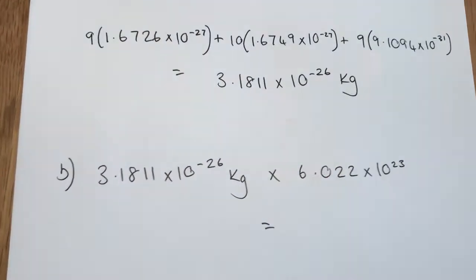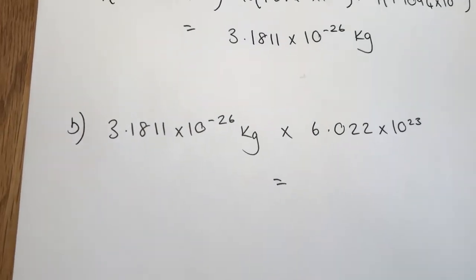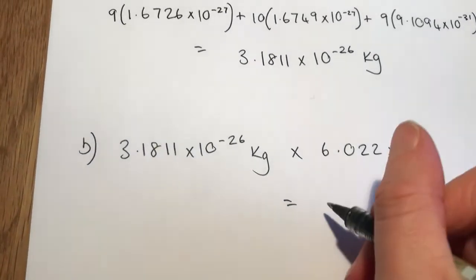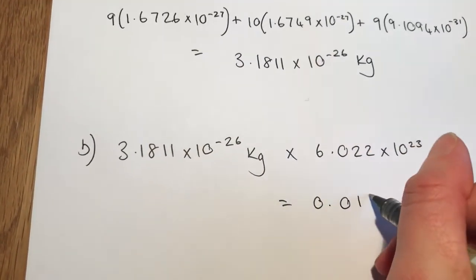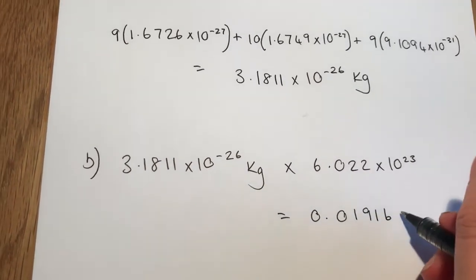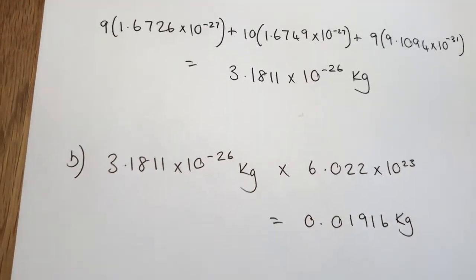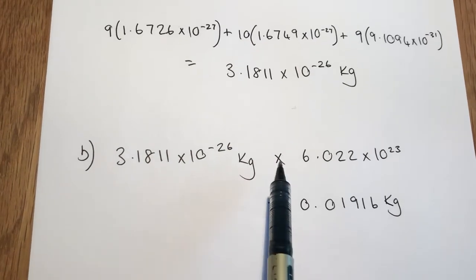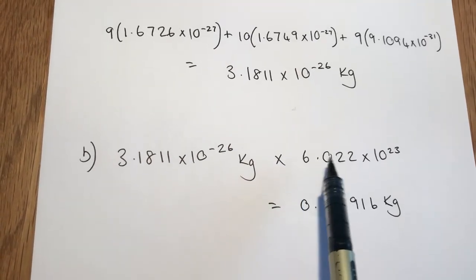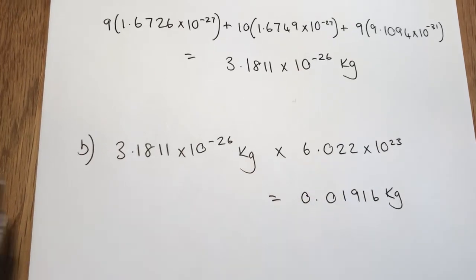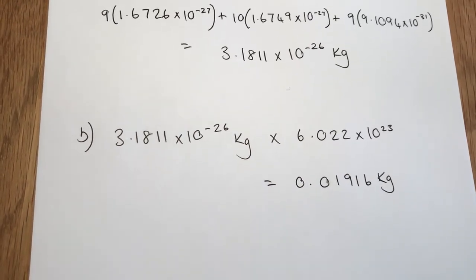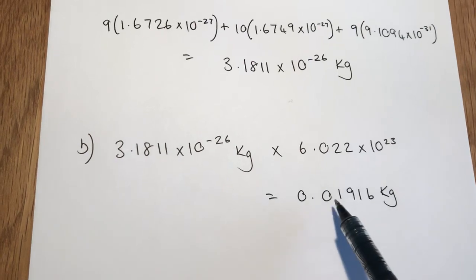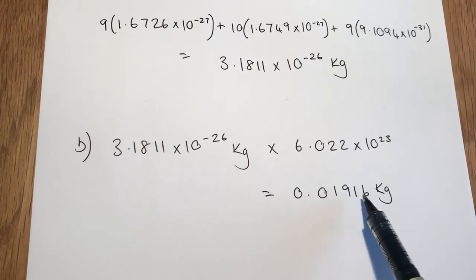Again, I'm going to my computer as my calculator here. And I am getting 0.01916 kg. Now, in terms of significant figures, this is to 5, but you're multiplying by a number that's to 4. 1, 2, 3, 4. So you can only be as accurate as your smallest number of significant figures. So that is why this needs putting just to 4.